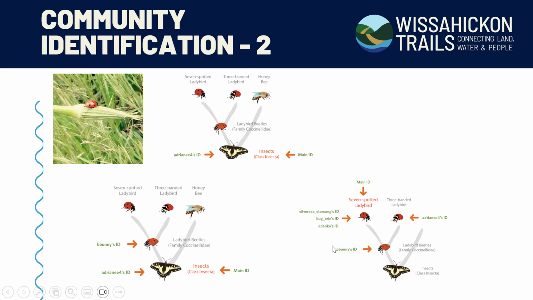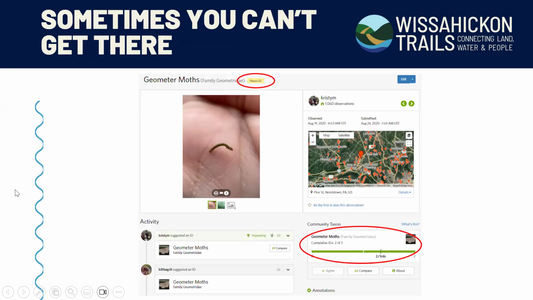And in this case, if say Bee Bunny had actually identified it as a seven-spotted ladybird, and then Adrienne went in and said, oh, I agree it's a seven-spotted ladybird, then they would have been done. It would have been 2 out of the imaginary third person, and everything would move to research grade. So when you put a thing in, you're going to see a lot of feedback on your observations. That's because everything is trying to move to that species level and get 2 out of 3. Sometimes you can't get there.